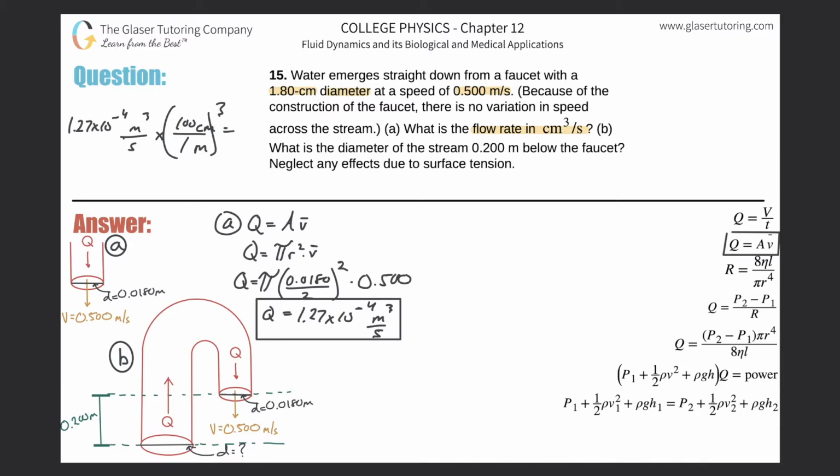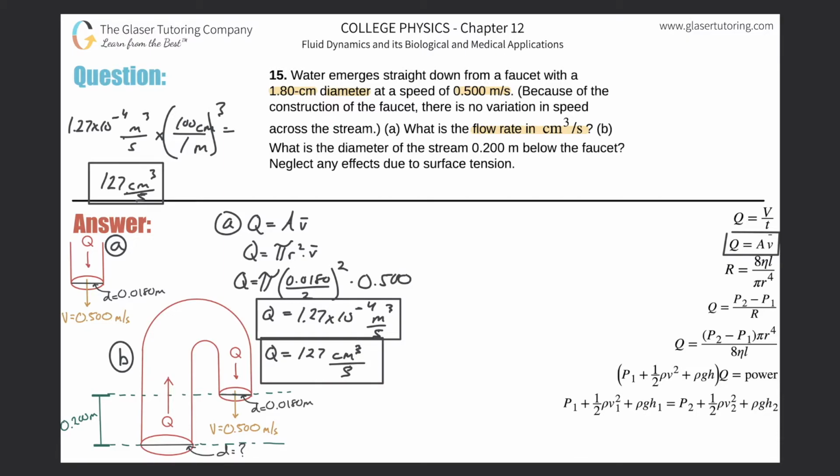So we take our answer and multiply it by 100 cubed, basically. And here we have 127 cubic centimeters per second. That will be the final answer. So I'll write that over here now. So Q for the first part is 127 cubic centimeters per second. All right, great. That takes care of that.